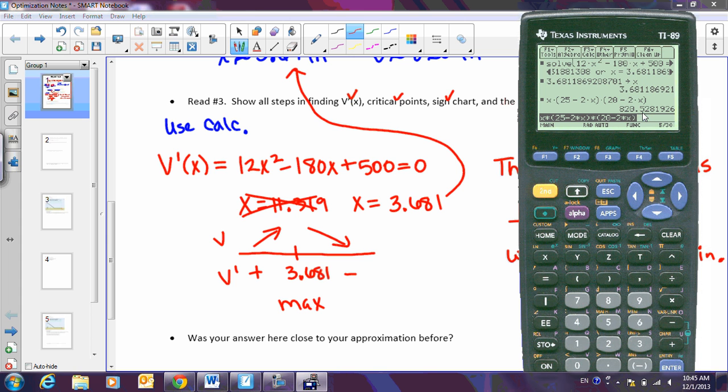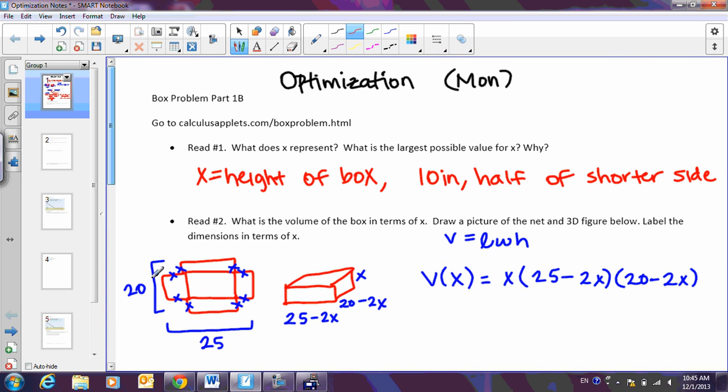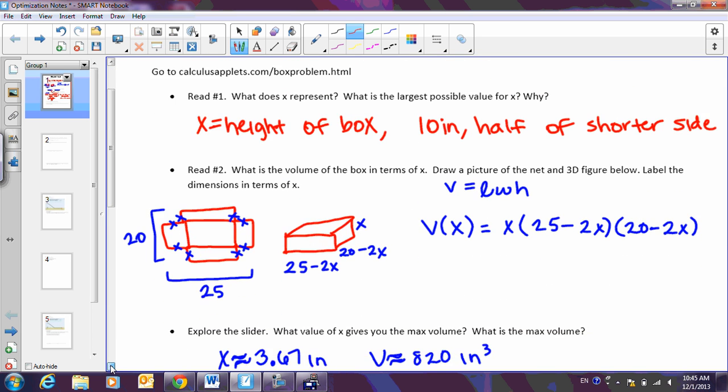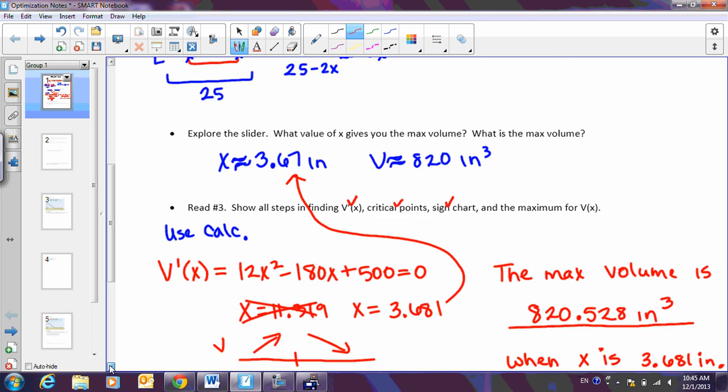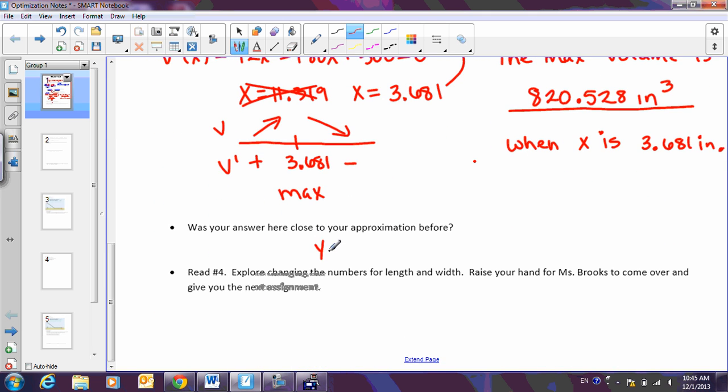So it's 820.528. And that's how you do this while staying as accurate as you possibly can be. Definitely these two numbers are accurate to 3 decimal places. I didn't round until the very end on either one of these. All right, so was this close to my approximation before? Yes, it was. It was very, very close. Okay, but again, the applet was here to help you know that your answer was close. That's not always going to be given to you.